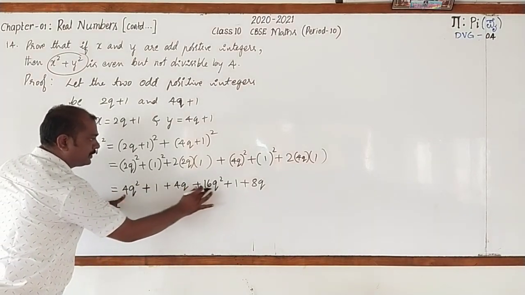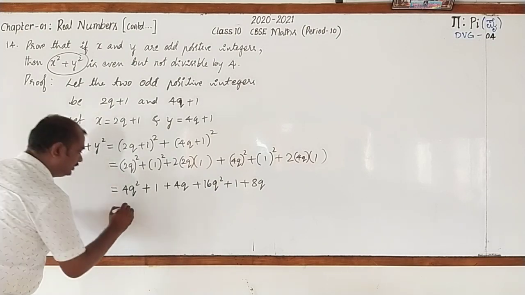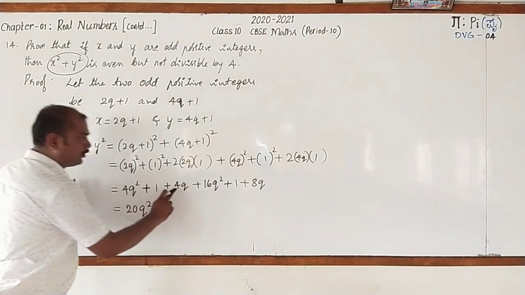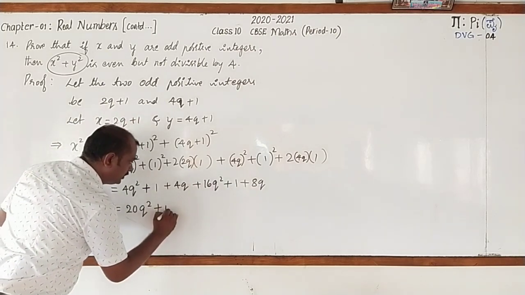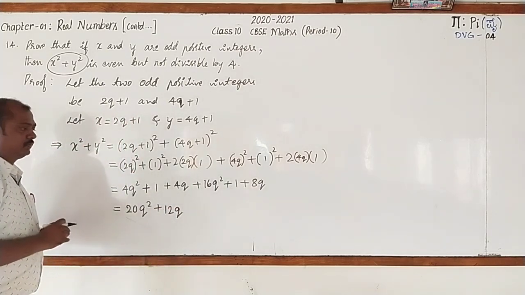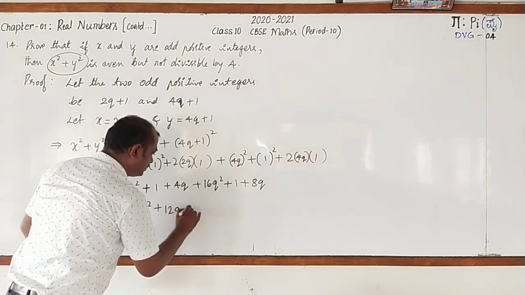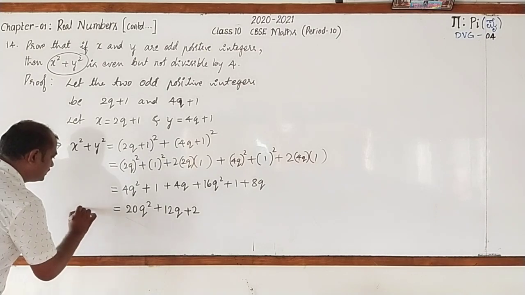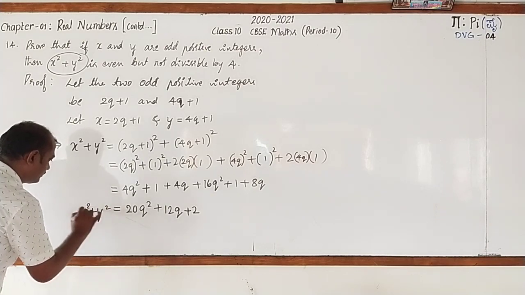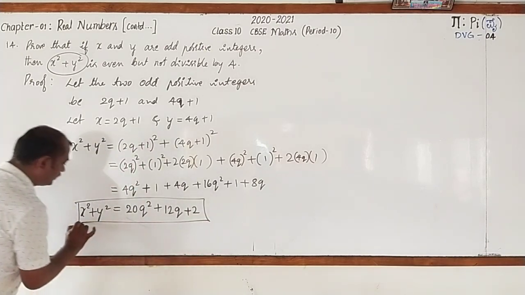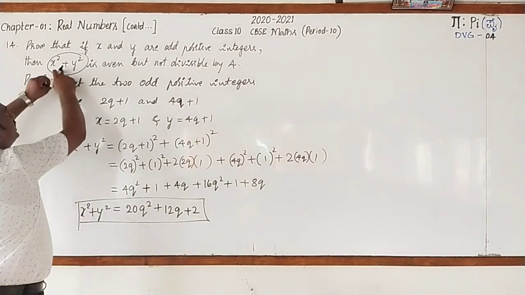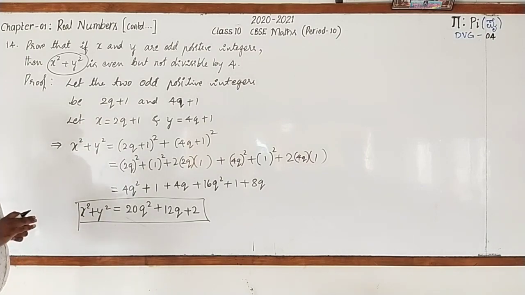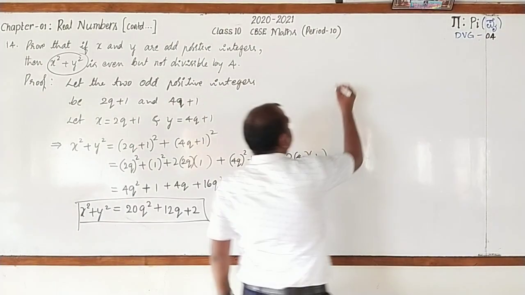Now let it be in the standard form. 4q square plus 16q square is 20q square. 4q plus 8q is 12q. 1 plus 1 is 2. Understood? This is x square plus y square. But what are we going to prove? We are going to prove that x square plus y square is even but not divisible by 4.